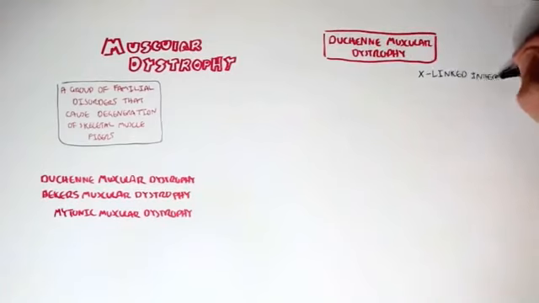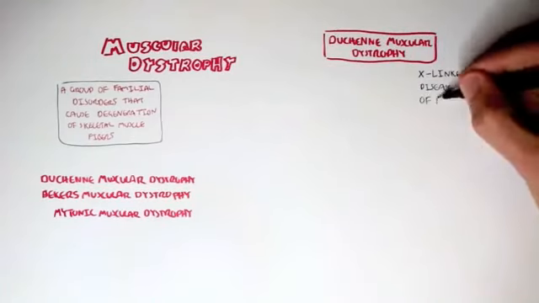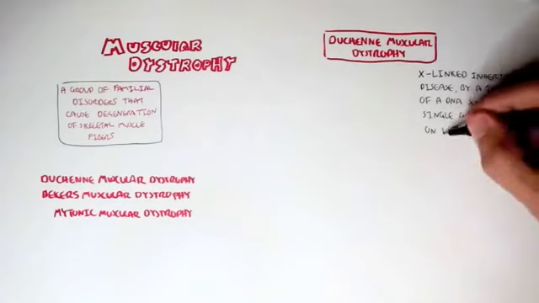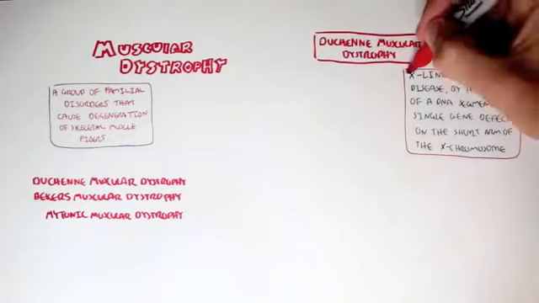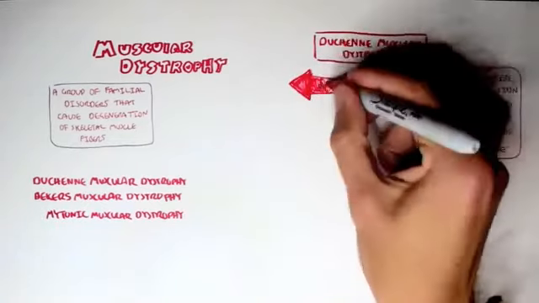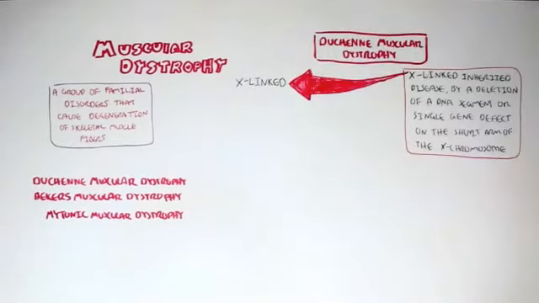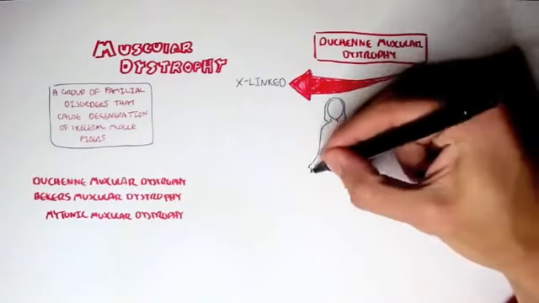Now, Duchenne muscular dystrophy is an X-linked inherited disease, and it's caused by a deletion of a DNA segment or a single gene defect on the short arm of the X chromosome. So what does an X-linked inherited disease mean? Well, let's look at some genetics.